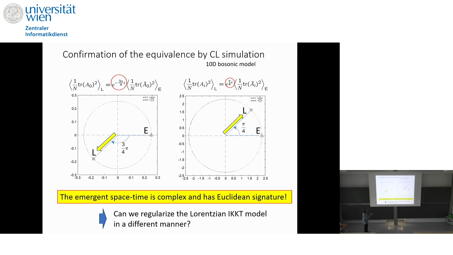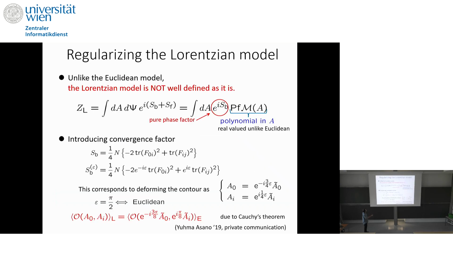As you see here, I plot this quantity and this quantity on the complex plane because these quantities become complex. You might wonder why they become complex, but it can be understood because the Lorentzian model has complex weights. This one is the weight when you calculate any observable.